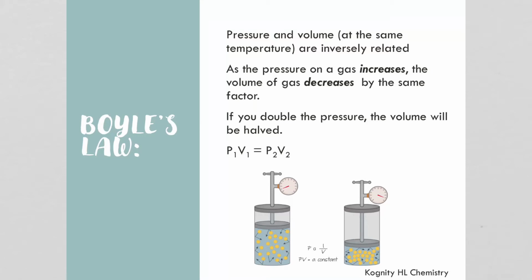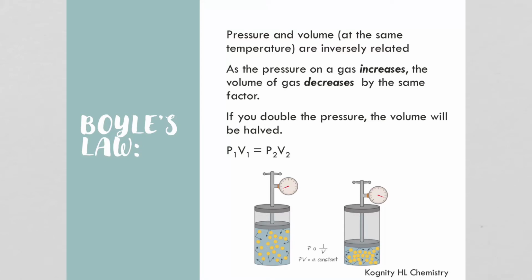So in this example here, we see our gas. We have this volume here. We push the plunger down and compress the gas. The pressure is going to increase by that same factor. So P1 V1 equals P2 V2 is the relationship we can use to calculate the effects of changing one of those variables on the other.